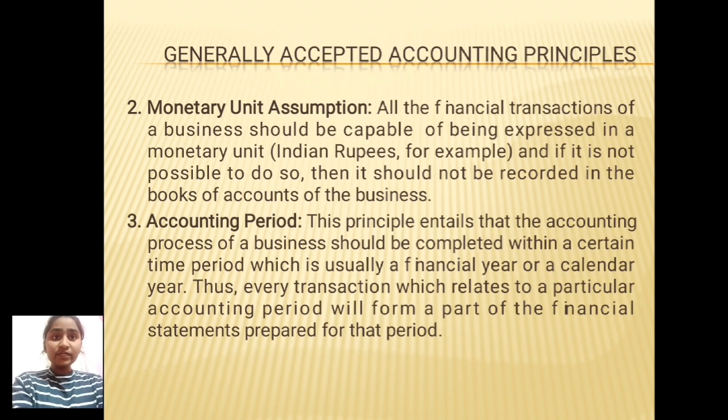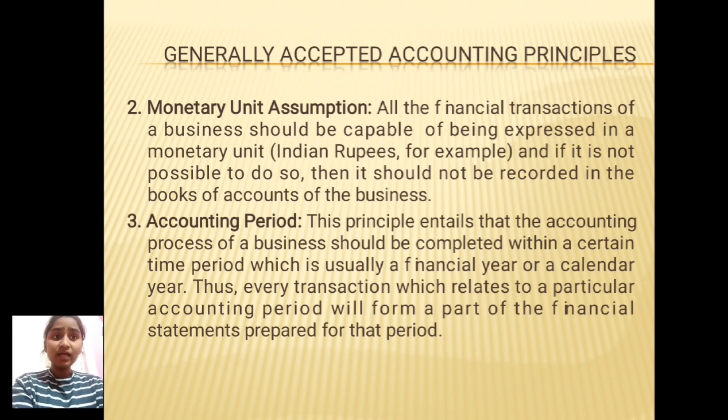And the second one is the monetary unit assumption. All the financial transactions of a business should be capable of being expressed in a monetary unit, that is Indian rupees. And if it is not possible to do so, then it should not be recorded in the books of accounts of a business. And the third one is accounting period.